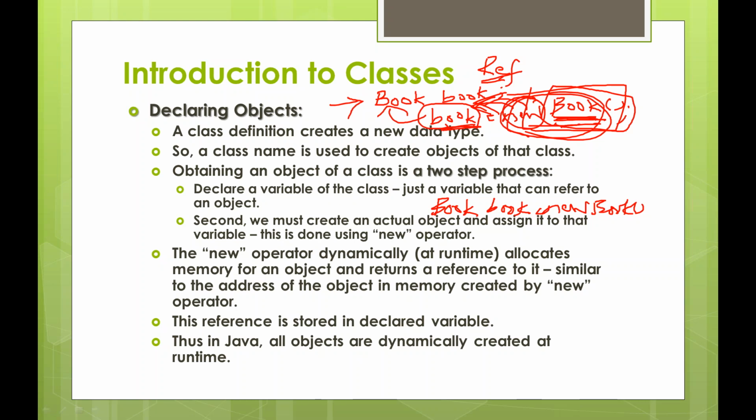Dynamically means at runtime. When you run a Java program, that is when your objects are created. When a Java program is running, at that time objects are created, not before that. So the new operator allocates memory dynamically, and it returns a reference to that particular object.